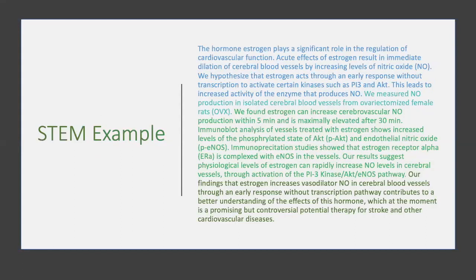Finally, in the STEM example, the purpose of the research is to determine the role of estrogen in cerebrovascular health. To do this, they measured nitric oxide production in isolated cerebral blood vessels. And they found that estrogen can increase cerebrovascular nitric oxide. Finally, the impact, or the so what, is that what they learned can lead to new treatments for stroke victims.